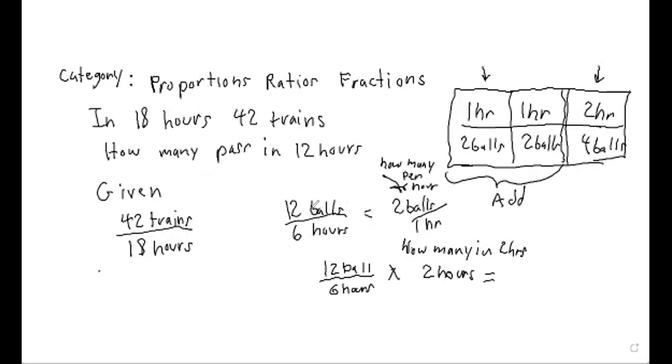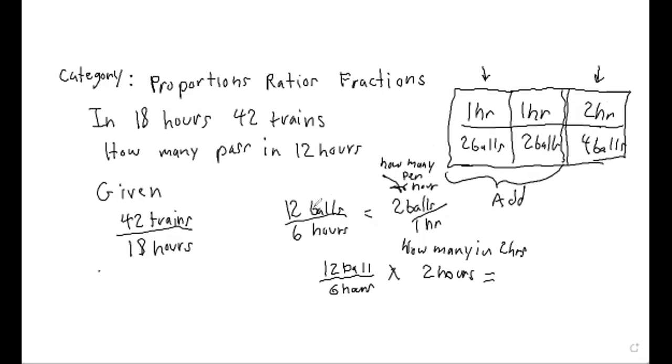So all we really need to do is, like you see here in the table, if we know how many balls pass per hour, we just add them up. Or we can just multiply it. If it's 1 hour, we can multiply it by 2 to figure out how many pass in 2 hours. So that's what we're gonna do.